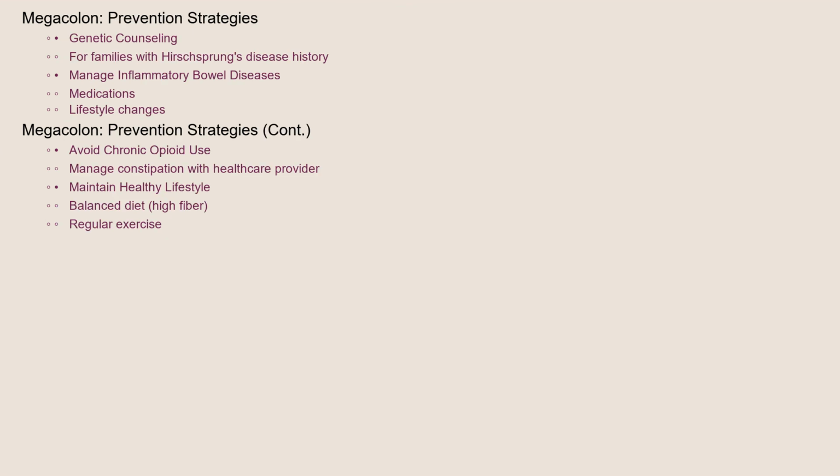Unfortunately, there isn't a straightforward way to completely prevent all cases of megacolon. However, certain preventative measures can be taken. Genetic counseling may be beneficial for families with a history of Hirschsprung's disease. Managing inflammatory bowel diseases effectively with medications and lifestyle changes can reduce the risk of toxic megacolon. Avoiding chronic opioid use or working closely with a healthcare provider to manage constipation associated with opioid use is also important. Maintaining a healthy lifestyle, including a balanced diet rich in fiber and regular exercise, can promote healthy bowel function.